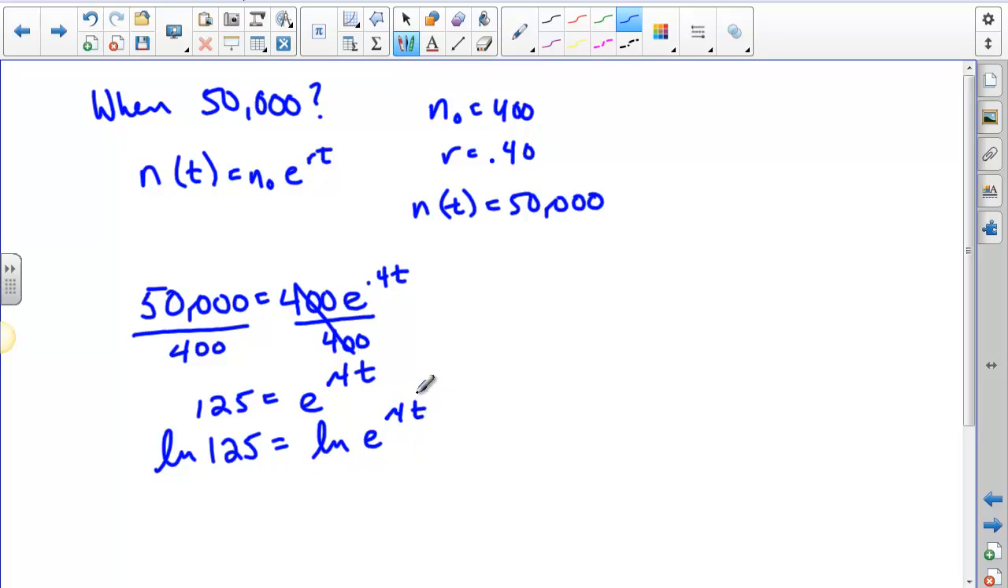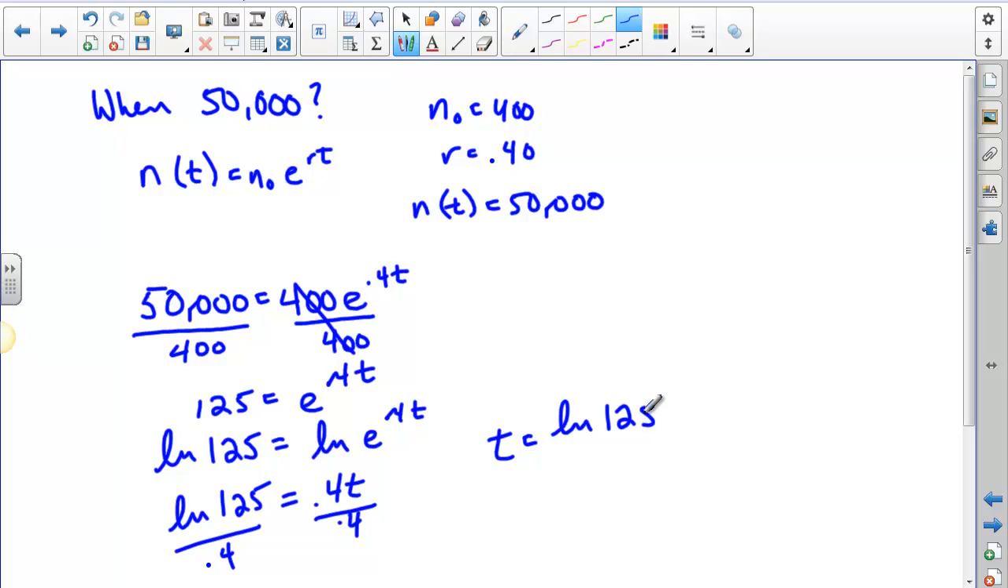And then this natural log of e to the 0.4t just becomes 0.4t. The left side is still natural log of 125. I'm not going to put that as a decimal just yet because I want to get t by itself. I'm going to do that by dividing by 0.4 on both sides. And so really I'm going to get t equals the natural log of 125 divided by 0.4. And this is the exact value.